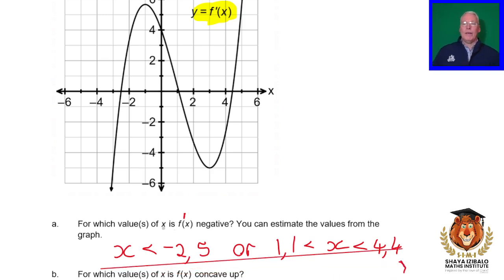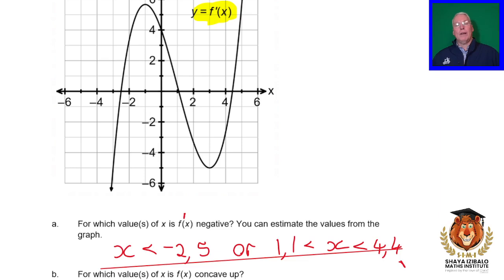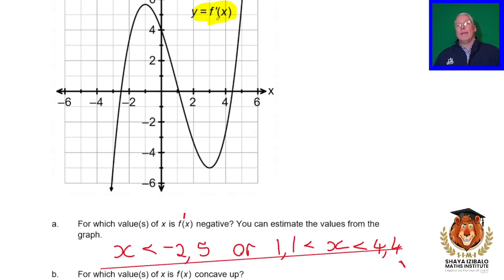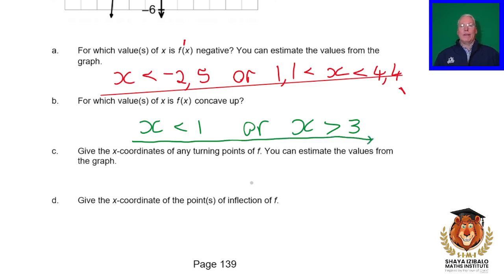Then it says, for which values of x is the function concave up? The function will be concave up when the second derivative is positive. Now, the second derivative will be positive when this graph has a positive gradient. In other words, x less than 1 or x bigger than 3. That's where our derivative is increasing.